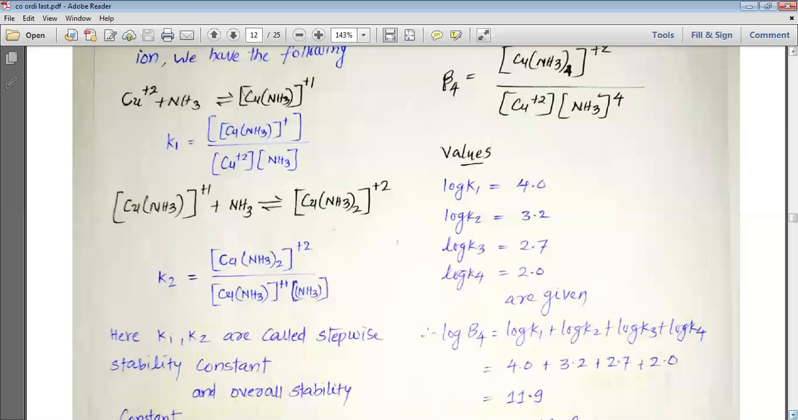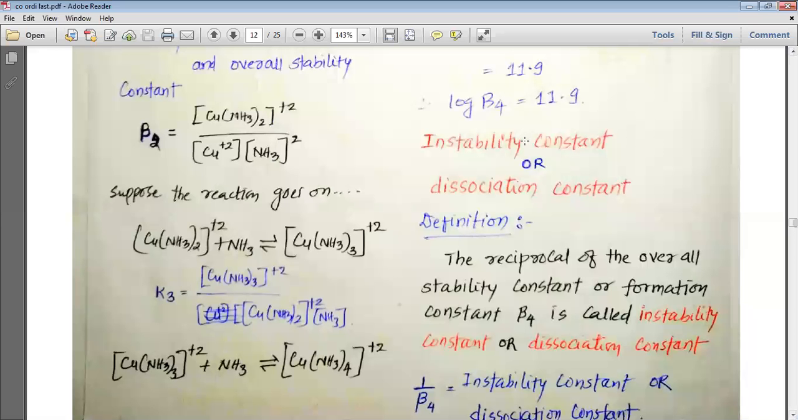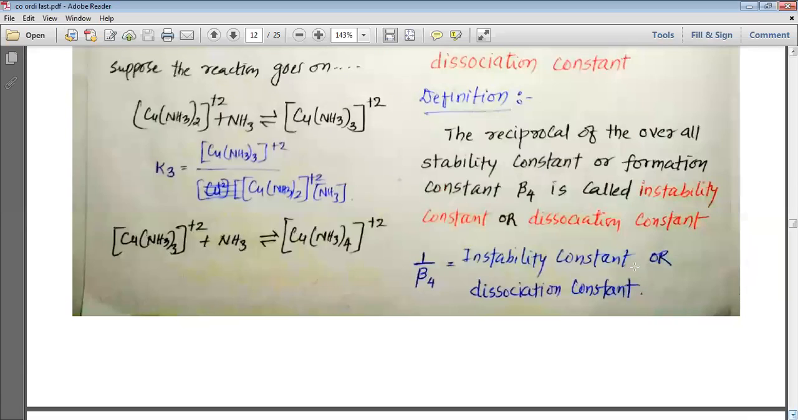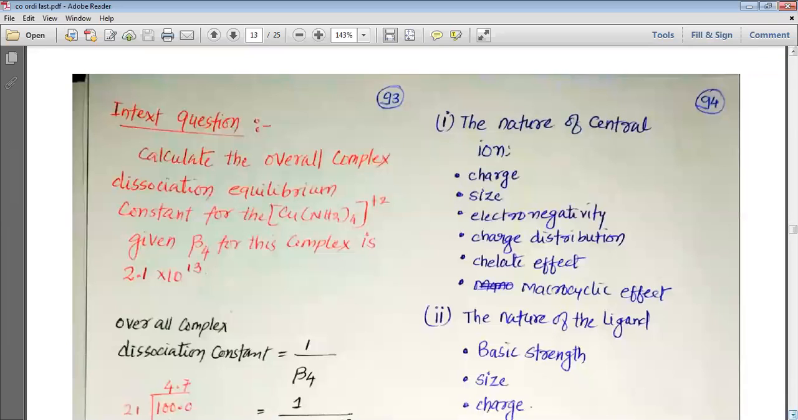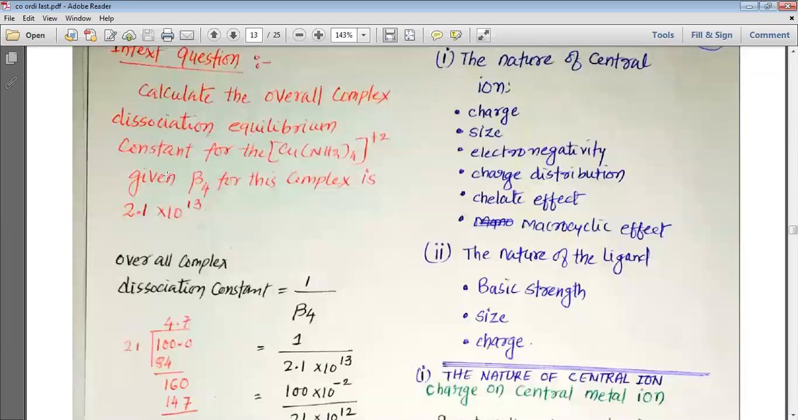We have even understood the instability constant or dissociation constant, that the reciprocal of the overall stability constant or formation constant beta 4 is called the instability constant or dissociation constant, and therefore 1 upon beta 4 is known as the instability constant or dissociation constant. We have solved even one problem where the value of beta 4 is given, and the overall complex dissociation constant is calculated by using the formula 1 upon beta 4, and the final answer has been obtained.